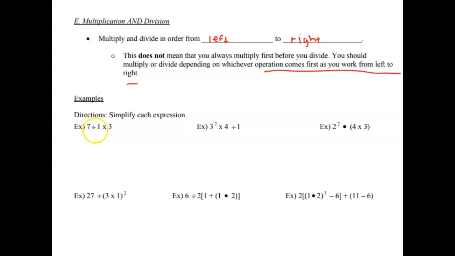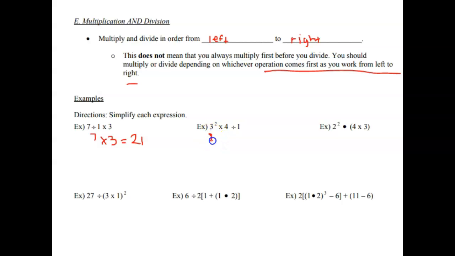So this example happens to have division first. So I'll take 7 divided by 1, which is 7, and then take 7 times 3, which equals 21. Go from left to right. Now look at this example. Example 2 has the exponents first. I do have to honor that.